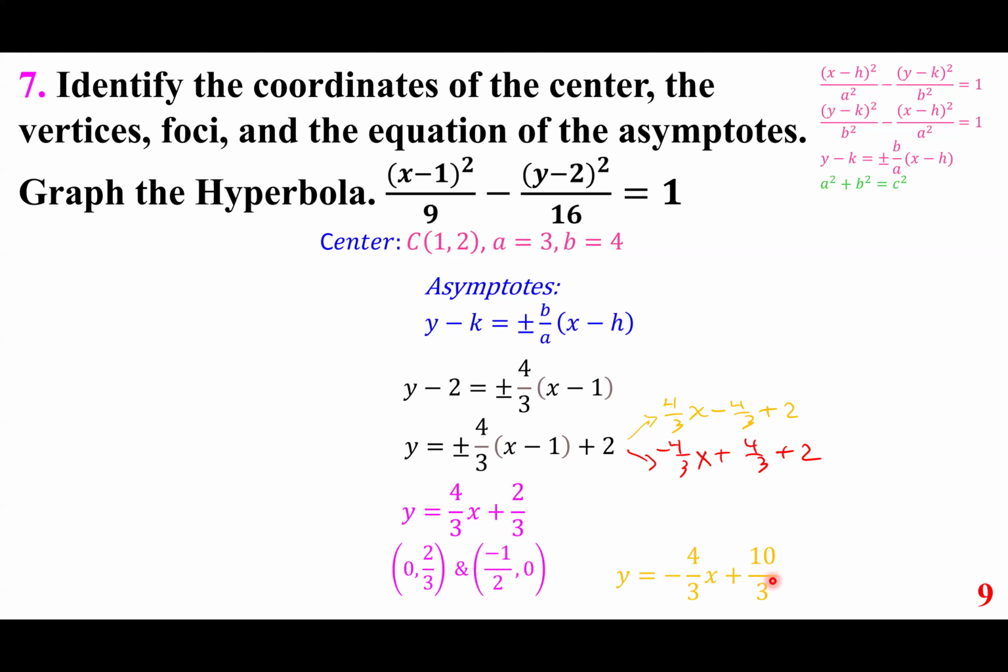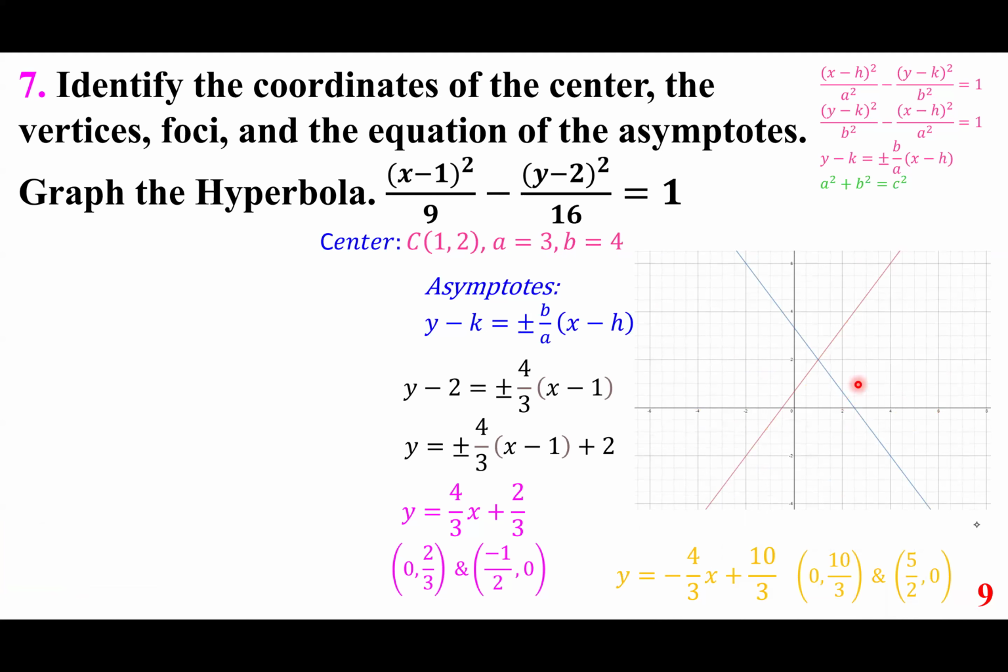In this case, obviously 0, 10/3. And if you set this equal to 0, you get 10 over 4, or 5/2, 0. So those are the asymptotes. Now I'm going to clean up my mess. And so you can easily graph those two points. It's important to do the asymptotes first when the center is not at 0, 0. So one more time. You want to graph a hyperbola which is not centered at 0, 0. First graph its asymptotes. And here's the center.